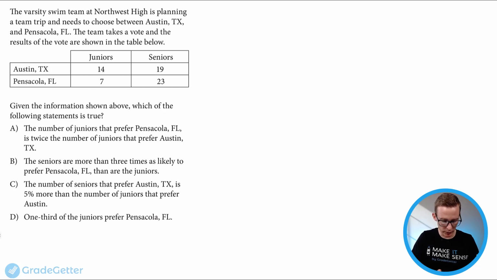So now that we know how to read the table, it says, given the information shown above, which of the following statements is true? So let's take one of these statements one at a time.